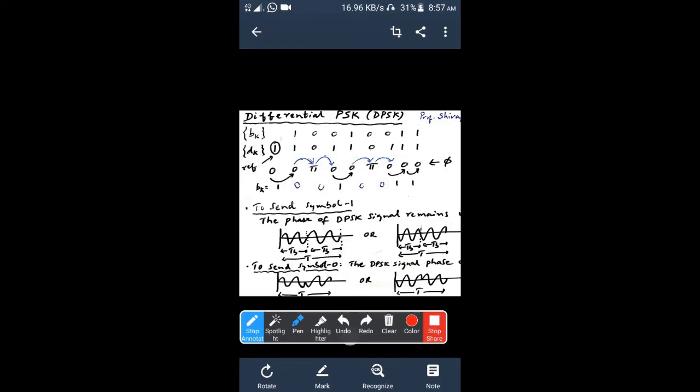So in DPSK, you need to observe the received waveforms for a period of 2 TB, not for 1 TB. That means the present waveform should be compared with the previous waveform. You have to see whether both of them are the same or not. Same, bit 1; not same, bit 0. This is how to decode at the receiver. That's how the receiver should work.